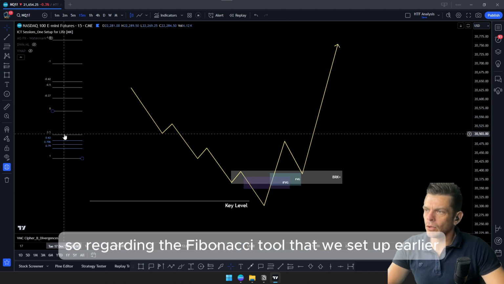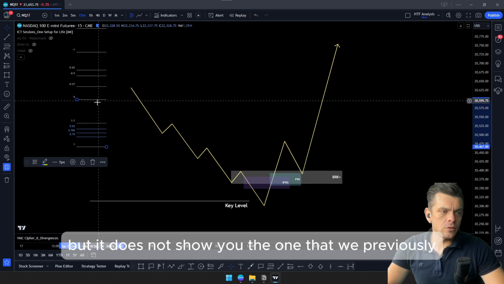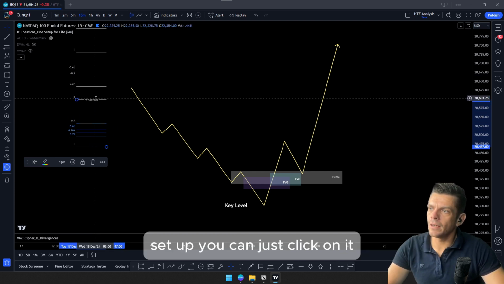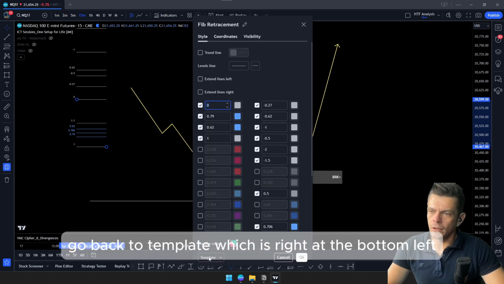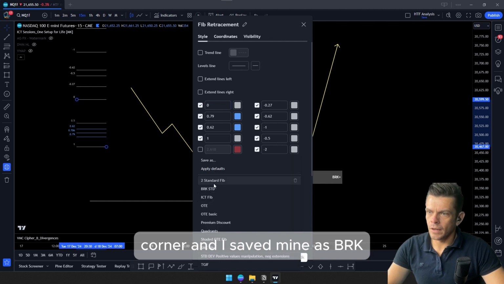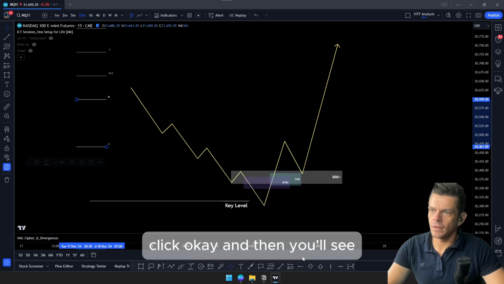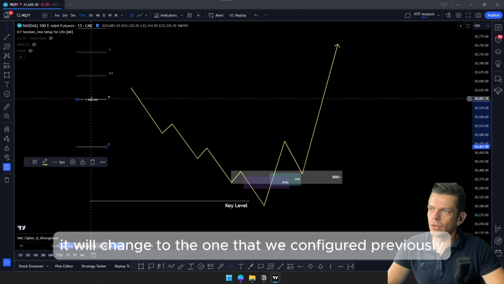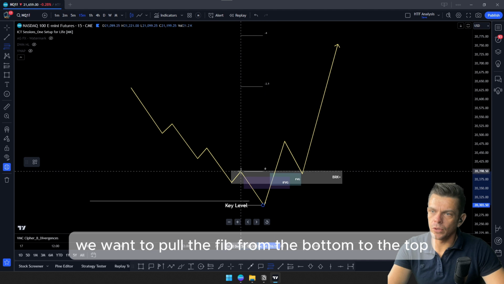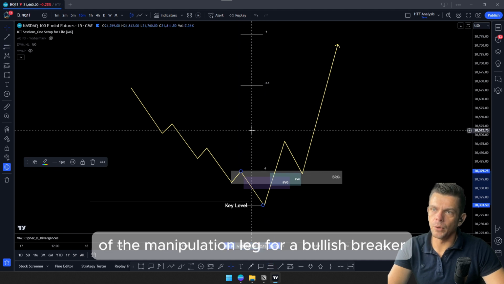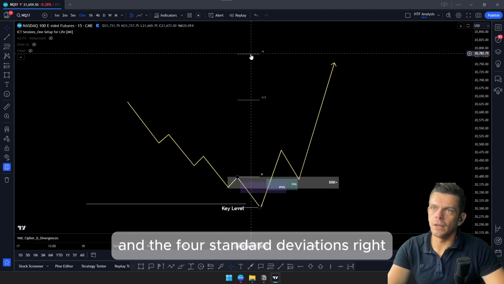All right, so regarding the Fibonacci tool that we set up earlier, let's say for instance you pull your fib, but it does not show you the one that we previously set up. You can just click on it, go into the settings, go back to template, which is right at the bottom left corner, and I saved mine as BRKSTD, so breaker block standard deviations. Click OK, and then you'll see it will change to the one that we configured previously. We want to pull the fib from the bottom to the top of the manipulation leg for a bullish breaker, and then we'll see we have the 2.5 standard deviations and the 4 standard deviations.